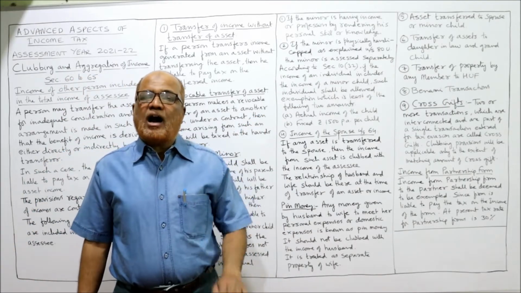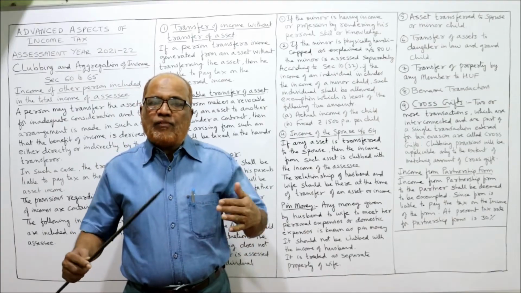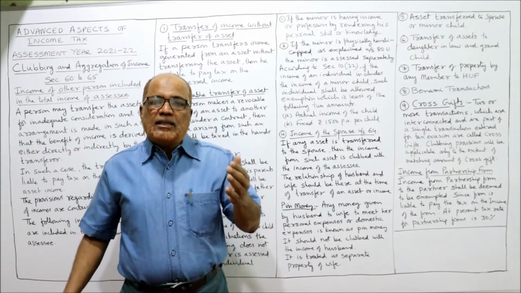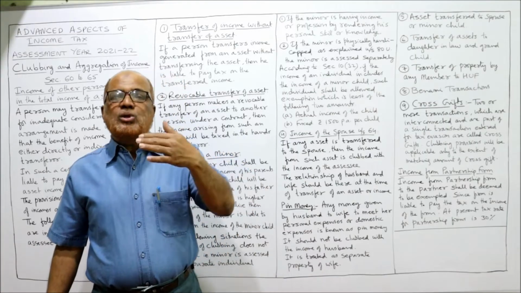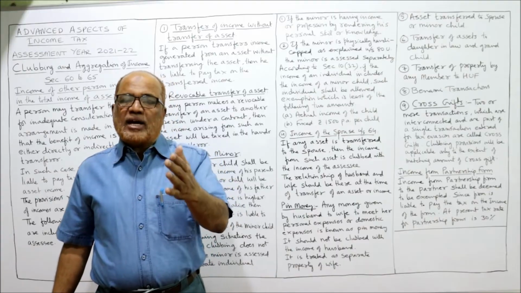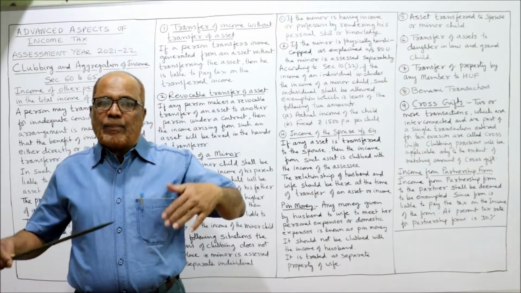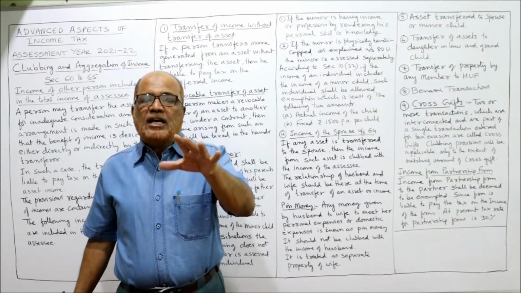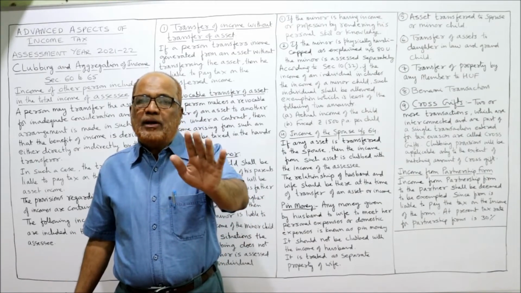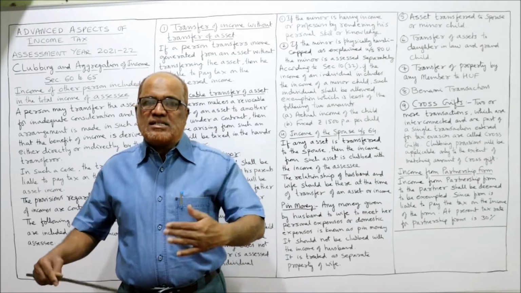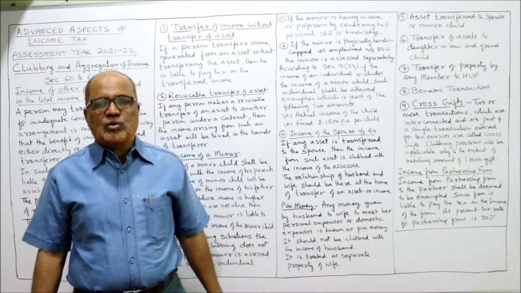Nowadays, many child artists are there. They will perform in advertisements. They will perform in movies. Then the income earned by applying their own skill, knowledge. If the minor child has earned the income by applying his skill or knowledge, specialized skill, then in that case the income earned by the minor will not be included in the income of the parent. The minor will be charged, assessed separately as an individual.